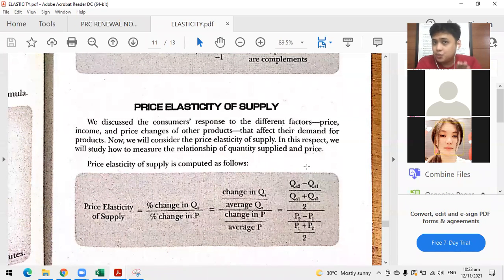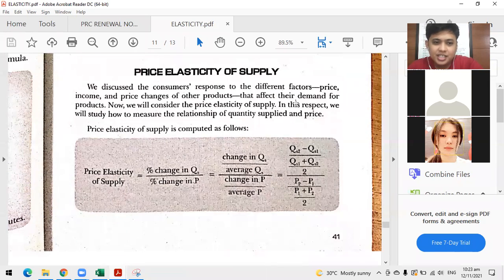Alam natin that they should work in the same direction. Same sila ng pupuntahan. Okay, pataas. Pataas din natin. Okay? So check natin. So yung computation, madali lang ulit to.